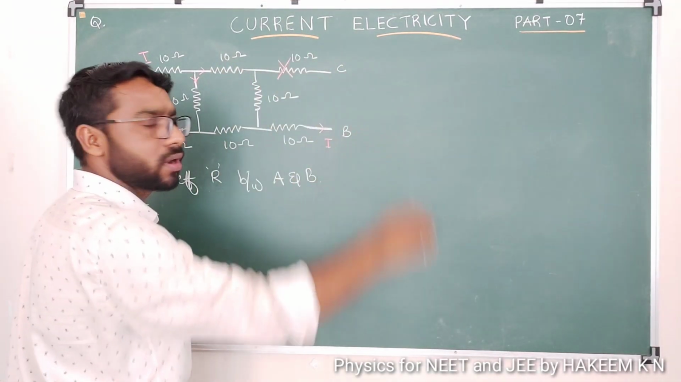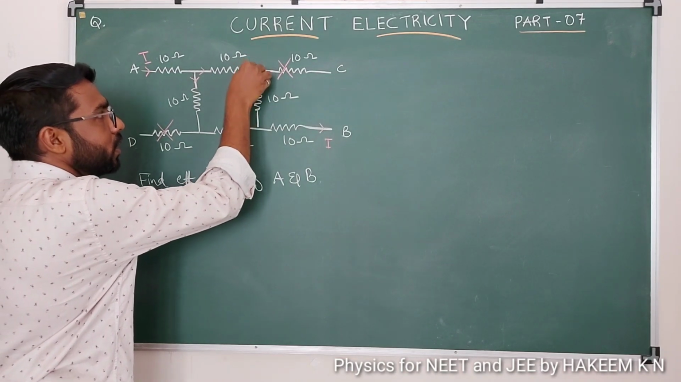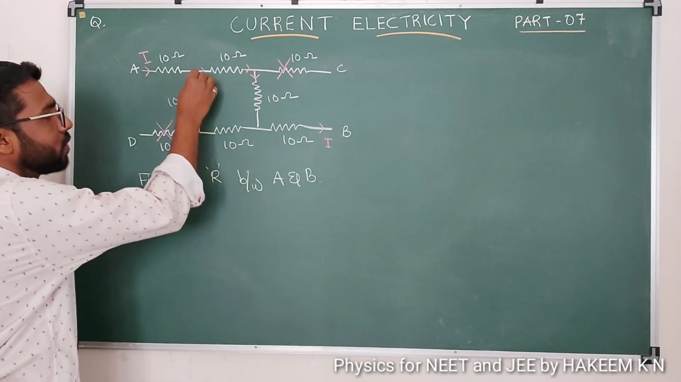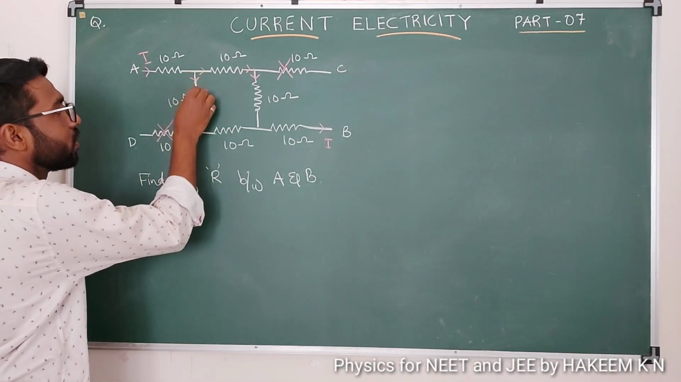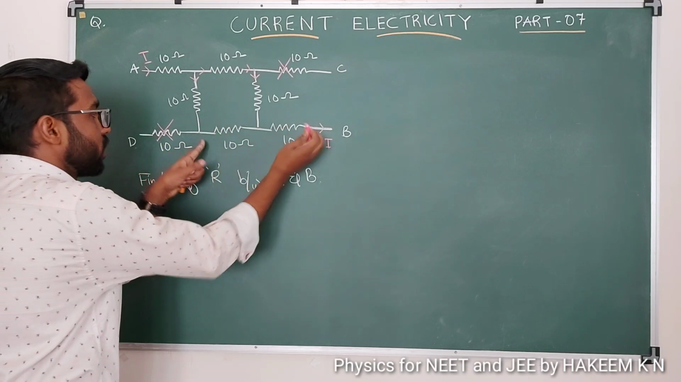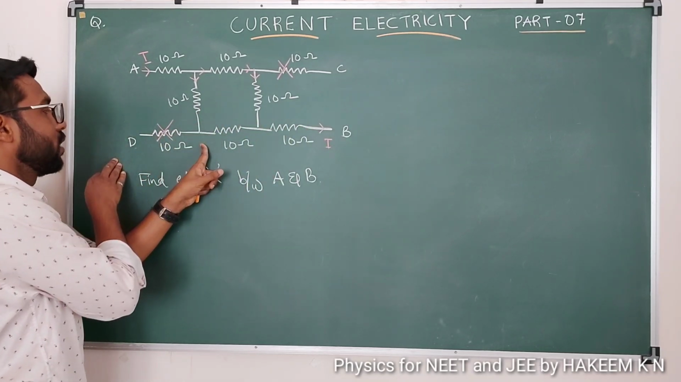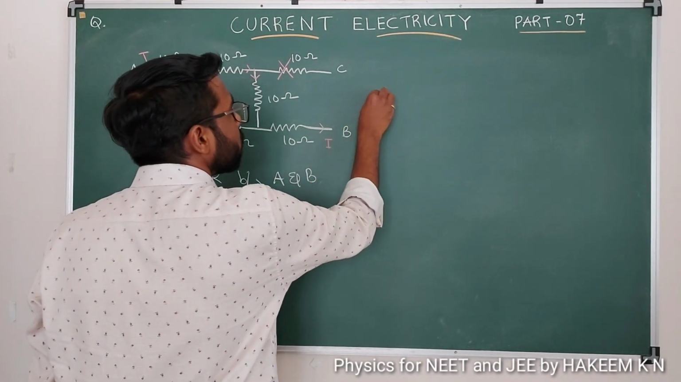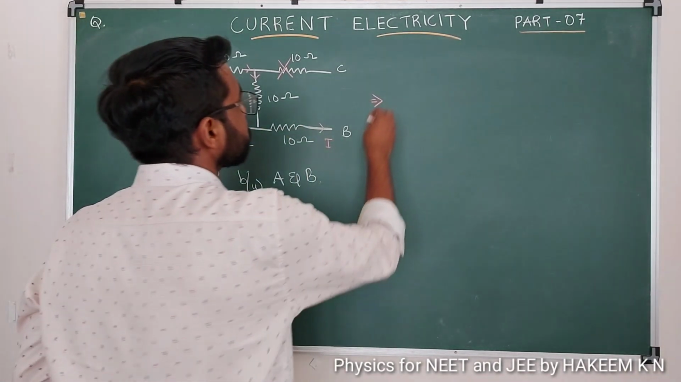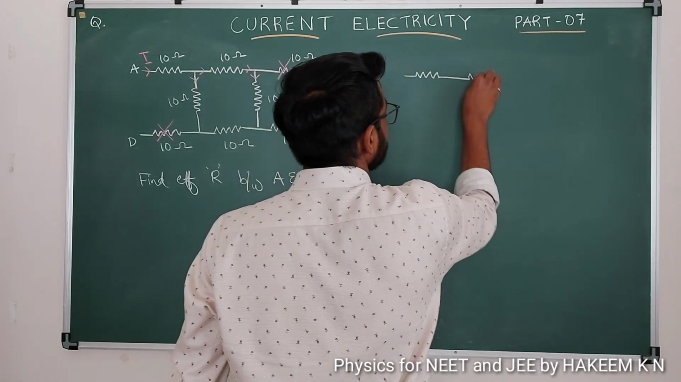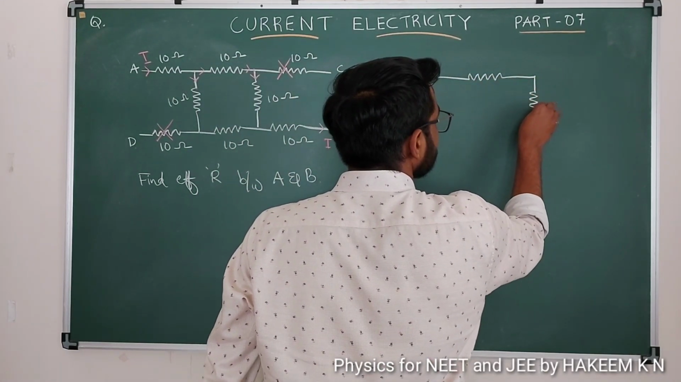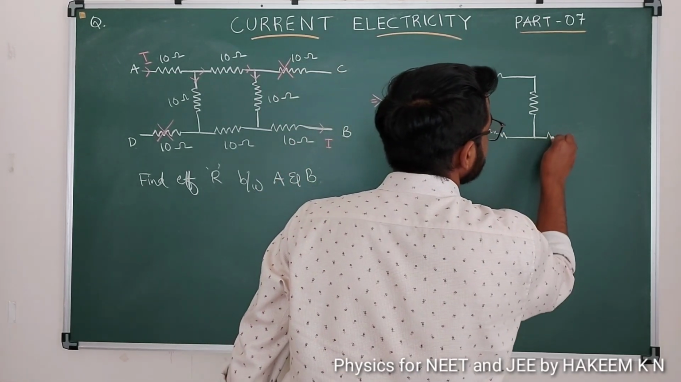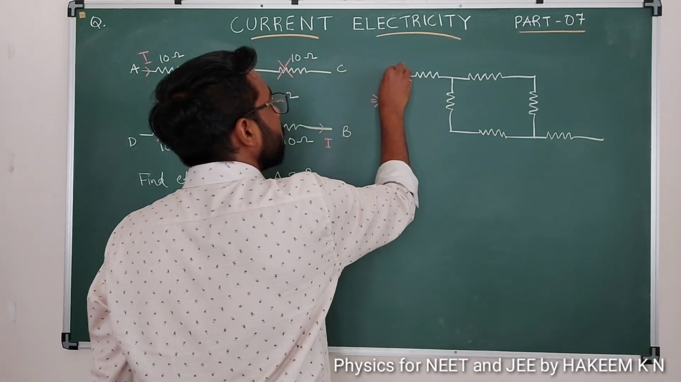That circuit is broken. So that current will directly flow towards B, and here also the current reaching at this junction will go towards right, not towards left because D is not connected. So now we can draw the equivalent network. This is the equivalent network AB.